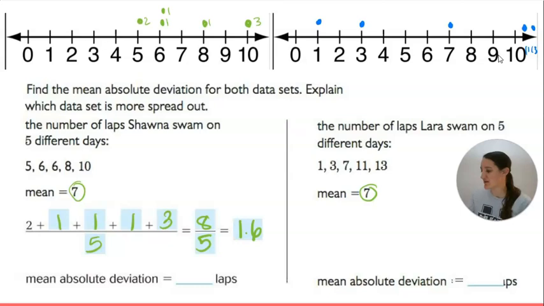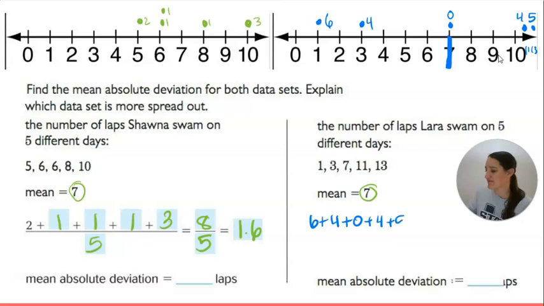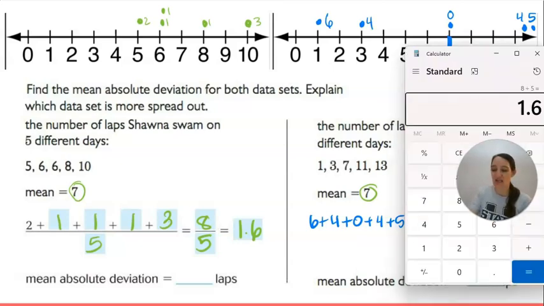Let's go on to Laura. Hers was 1. So what's our mean? Mean is still 7. Okay, so 1 is 6 away from 7. 3 is 4 away from 7. That's right at 7. 11 is 4 away, and 13 is 6 away. So we've got 6, 4, 0, 4, and 6, which will give us 20. We're going to divide that by 5 because you add and divide for the mean. And that will give us 19 divided by 5, which is 3.8. So much larger mean absolute deviation.